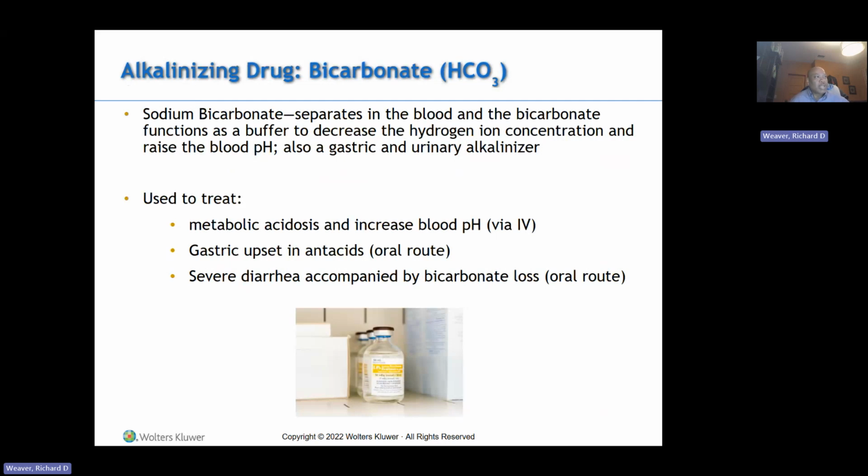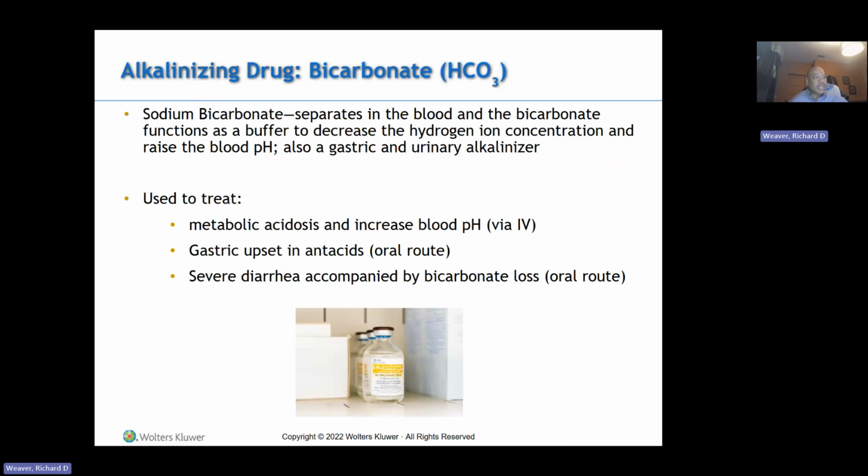7.45. Also, a gastric and urinary alkalinizer is used as well to try to make the patient a little more towards base. Remember, our blood is already slightly base, because 7 is neutral, less than 7 is acidic, a little greater than 7 is a base. And so our normal blood pH is 7.35 to 7.45. It is used to treat metabolic acidosis and increase blood pH via IV. That's what we're trying to achieve here, trying to increase the pH from that 7.20, which is acidic.